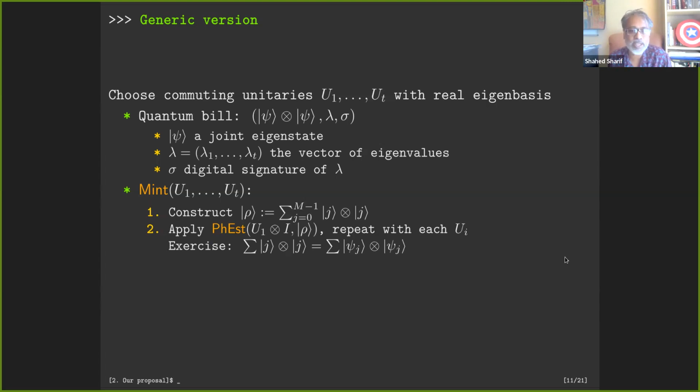So when you apply this phase estimation procedure, you'll get one of the summands on the right-hand side, and the one that you get will be chosen with uniform probability. So they're all equally likely. So that gives you the psi tensor psi, the first part of the quantum bill. And then the phase estimation also gives you the eigenvalue. So that gives you the vector lambda. So now you just digitally sign that tuple, and that gives you the sigma. Of course, the digital signature algorithm requires access to the signing key, which is a private key. And that's what makes this minting algorithm a private algorithm.